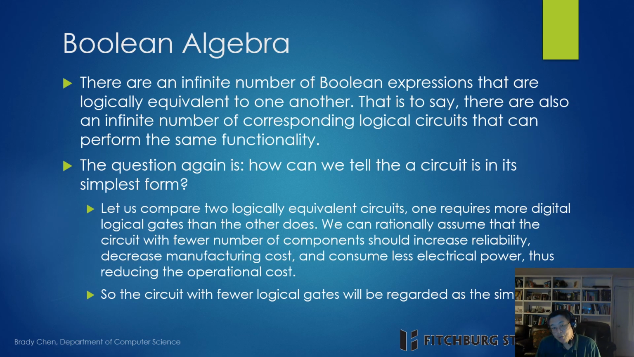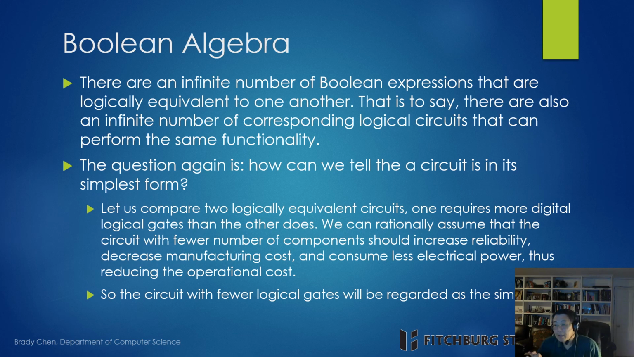So as we mentioned earlier, there are an infinite number of Boolean expressions that are logically equivalent to one another. So that is to say that there are also an infinite number of corresponding logic circuits that can perform the same functionality. Now, the question is, how can we choose a circuit that is in its simplest form?